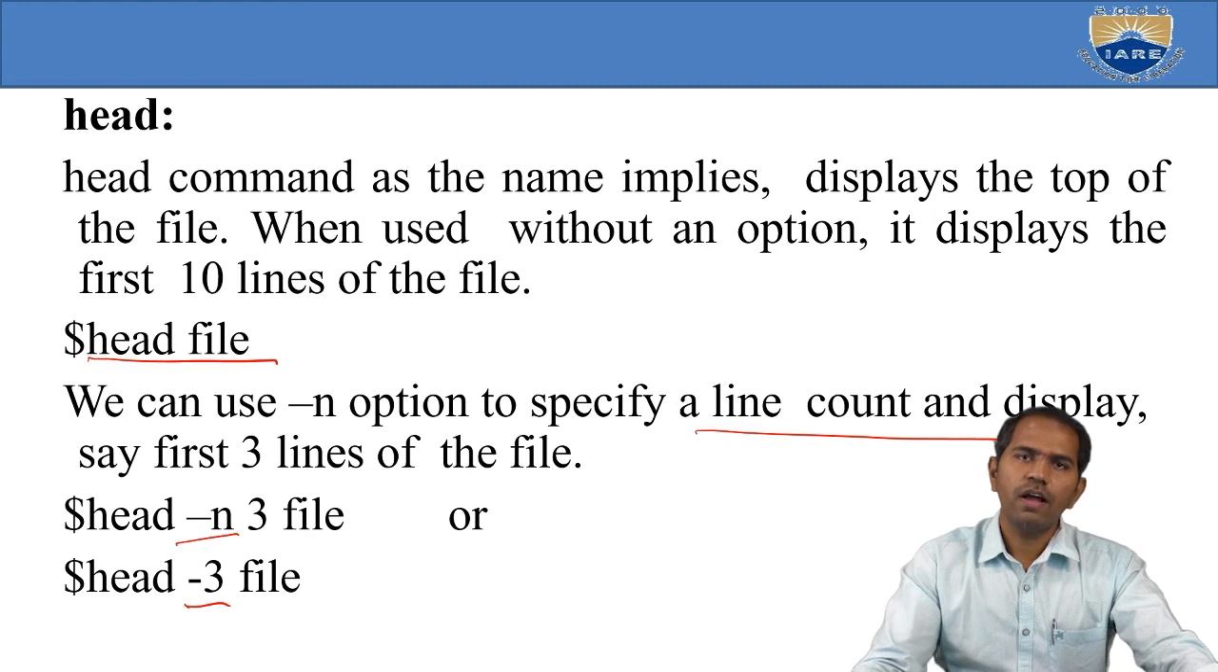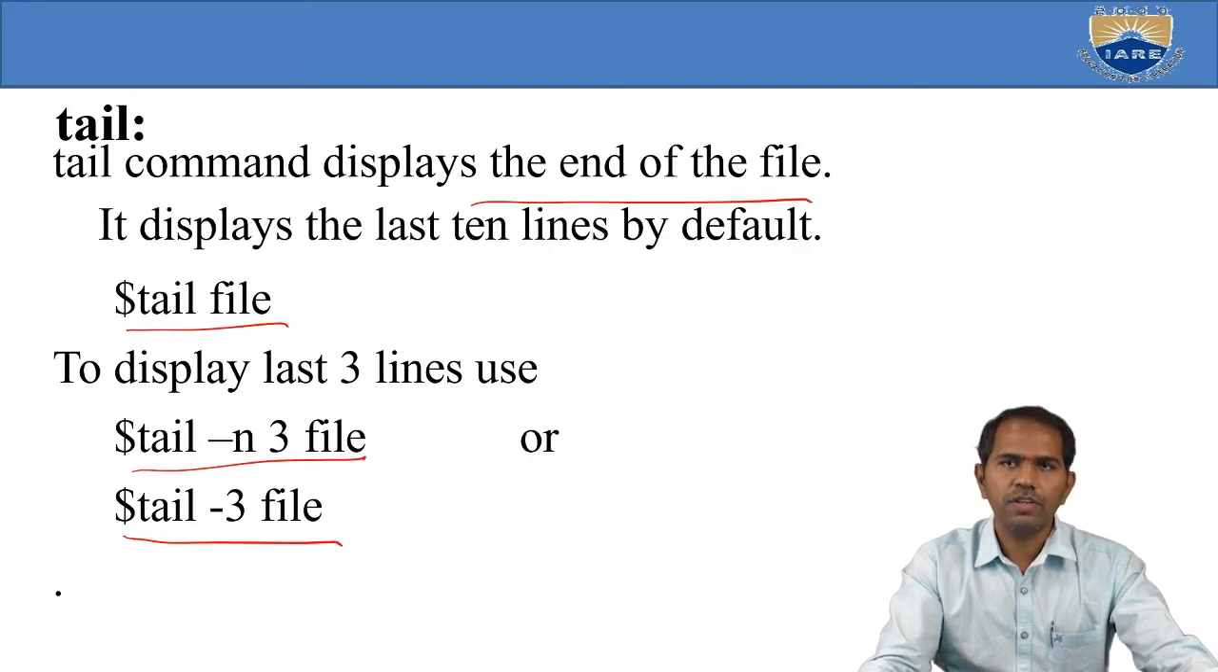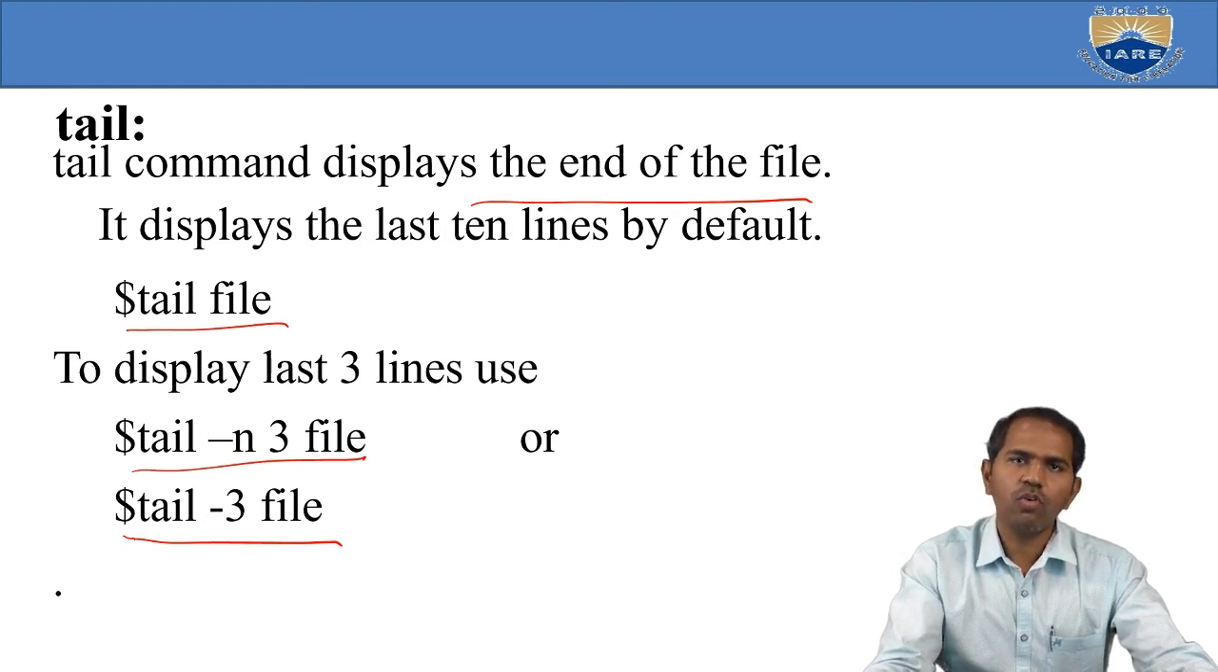So with the tail command, if I want to know the last 3 lines of our file, then use the tail command. Just tail -n is the option, it's a line count. So -n 3 file name, or directly tail -3 file name. So it displays the last 3 lines of our file. For example, I want the file which has 100 lines. Out of that, I want to know the last 20 lines. Just simply give tail -20 file name. So it displays the last 20 lines of our file.